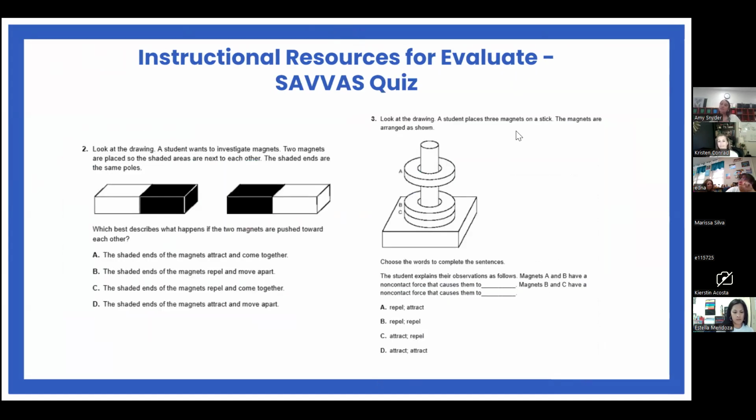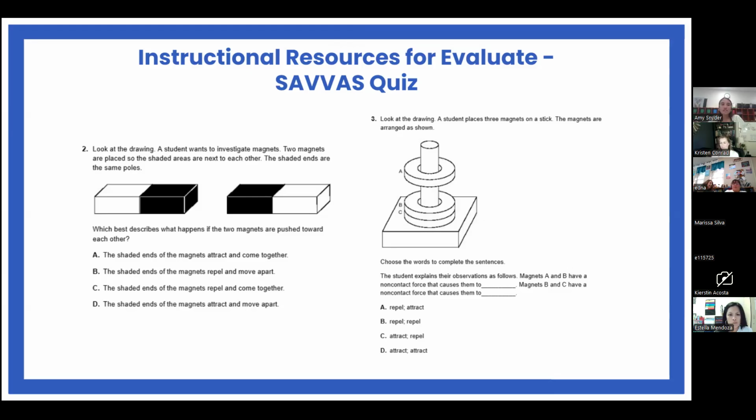Okay, and then the last part of our 5E is the evaluate, which is the assessment portion. Now, this is not always a summative assessment. It can be quick. It can be a journal entry. It can be an exit ticket. In this particular learning target, we included the Savvas quiz. Within that quiz, there are questions about gravity as well, so we just want to remember we're focusing just on the magnetism.